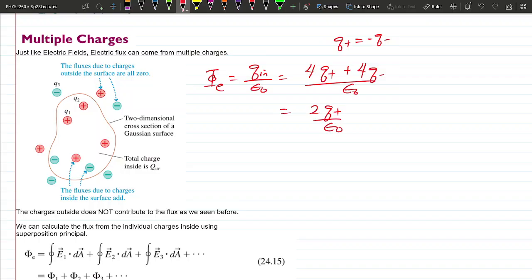The charges that are outside do not contribute anything to the electric flux. Any charge that's outside your Gaussian surface will give 0 electric flux, because any flux that's created by, let's say, this charge, enters here, but then it exits over here. So this will give you the negative flux, this will give you the positive flux, and you end up with a net flux of 0.